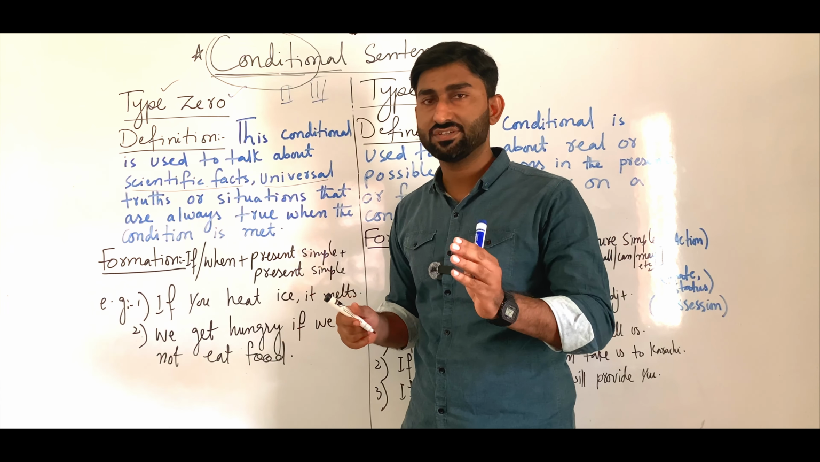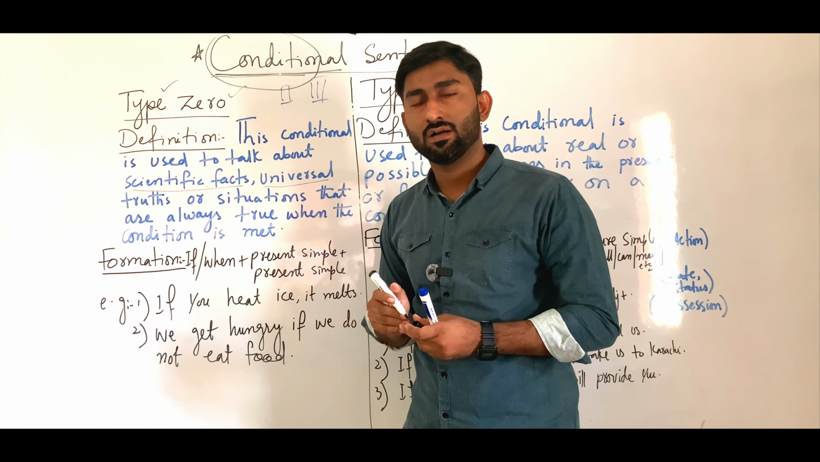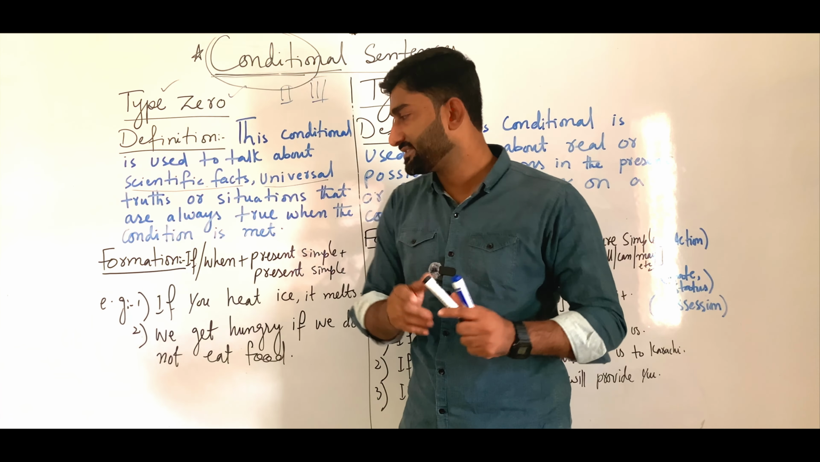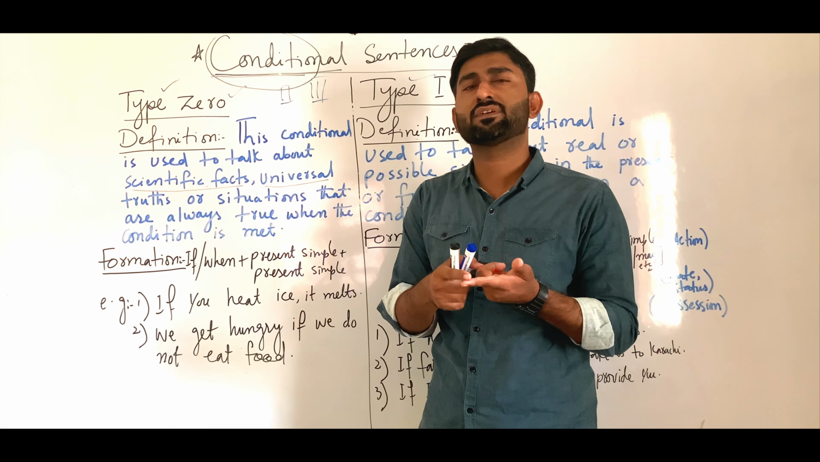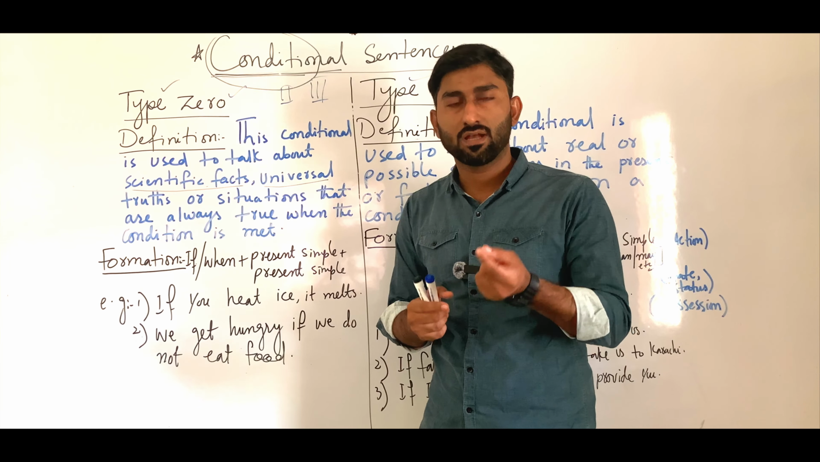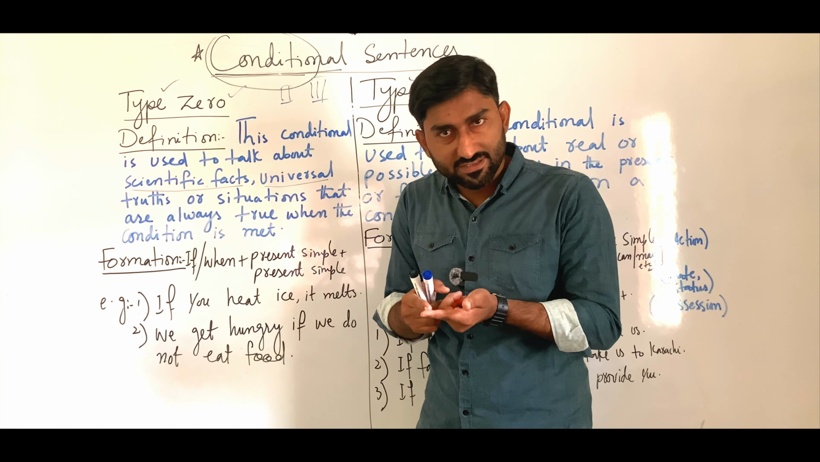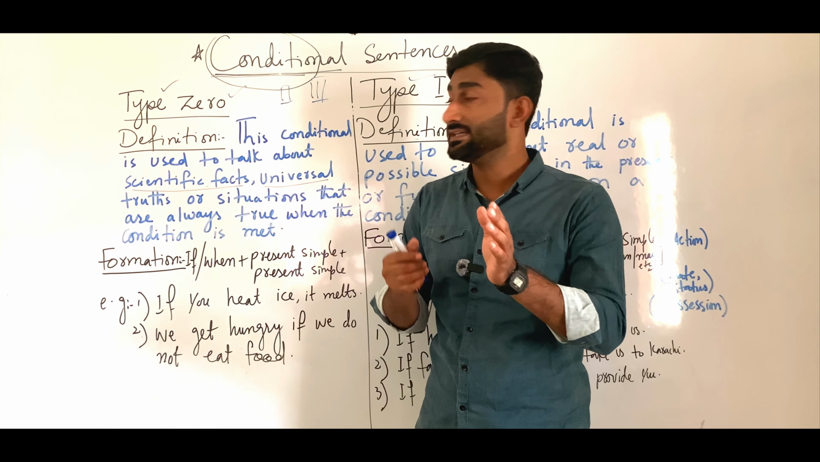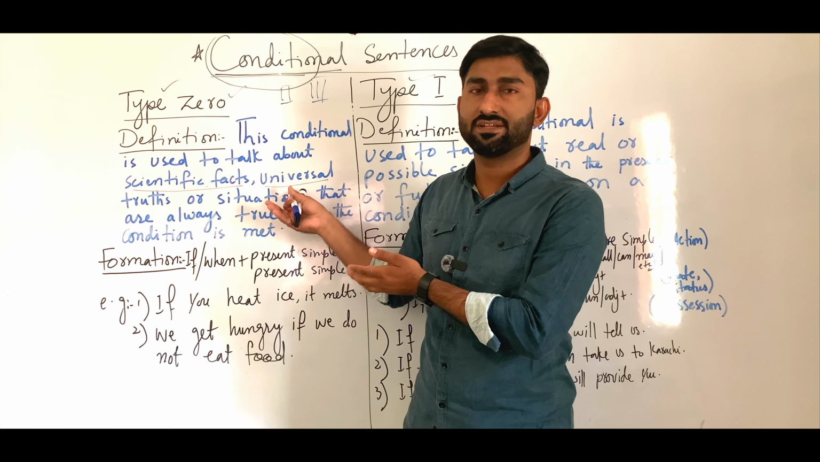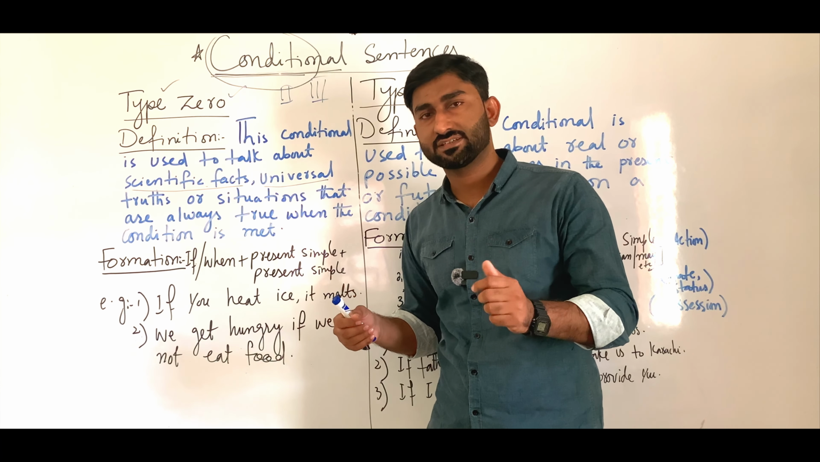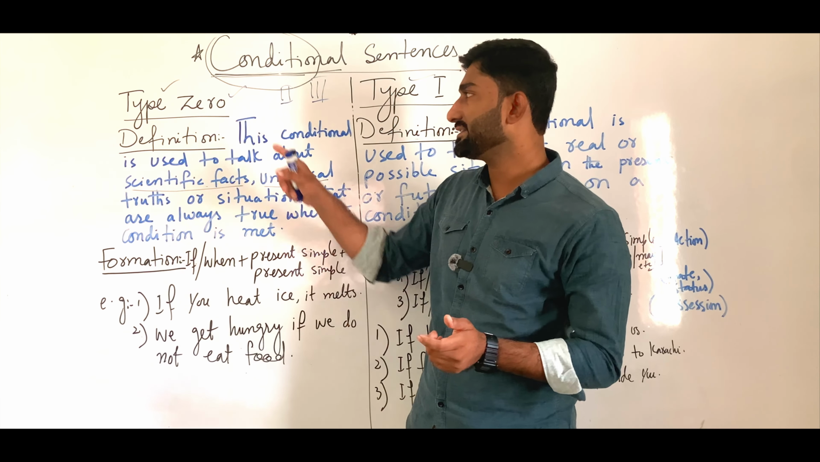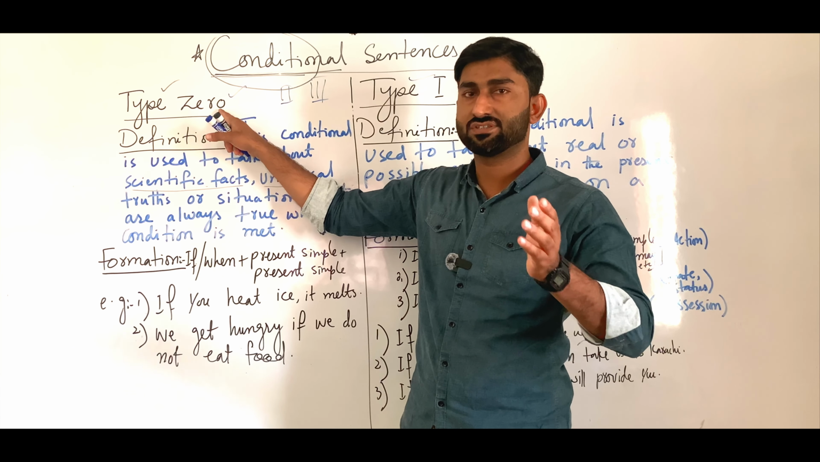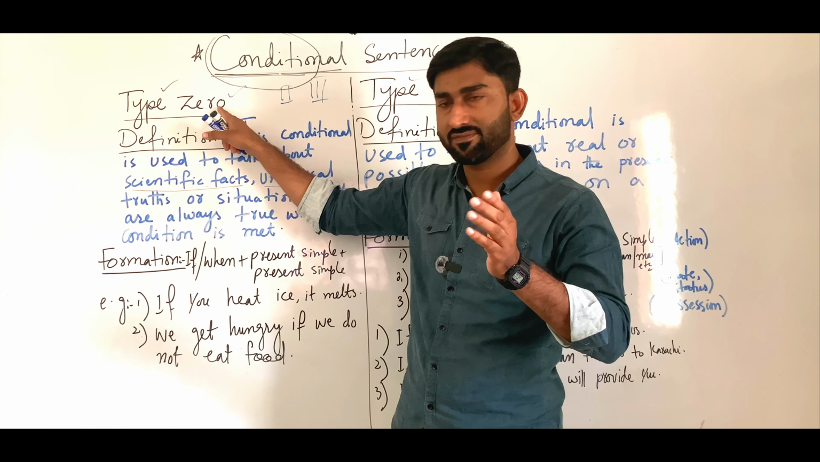We talk about that condition in conditional type 0, since it is already a conditional sentence. For example, if you cut your finger, it bleeds. If you cut your finger, it bleeds, that is, blood comes out. Now of course, it is something that cannot be denied. You cannot deny this thing. So such a truth we discuss in type 0, and we use type 0 for such universal or scientific facts.